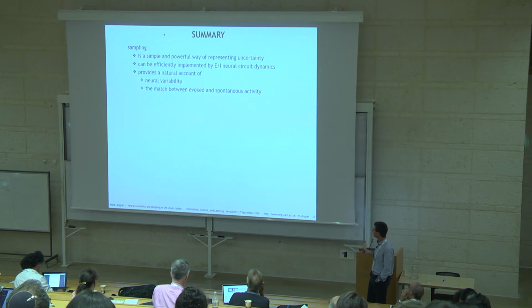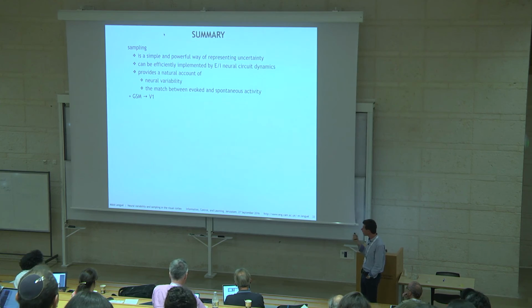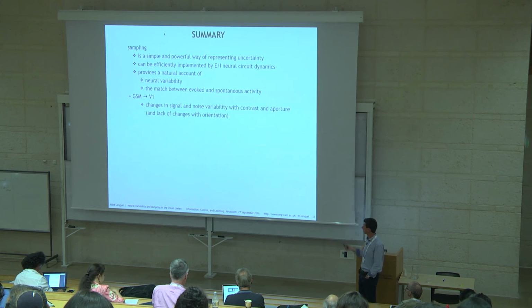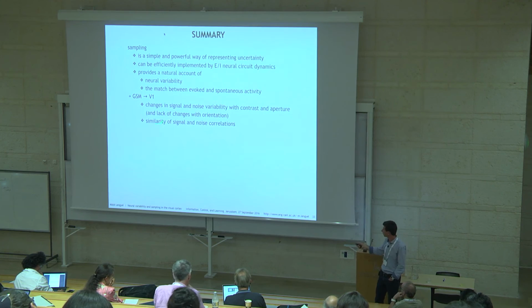And if we specify it further, as inference under a Gaussian scale mixture model and mapping to V1 responses, we can also explain things like changes in signal and noise variability with contrast and aperture, and lack of changes with orientation, and the similarity of signal, noise and spontaneous correlations.